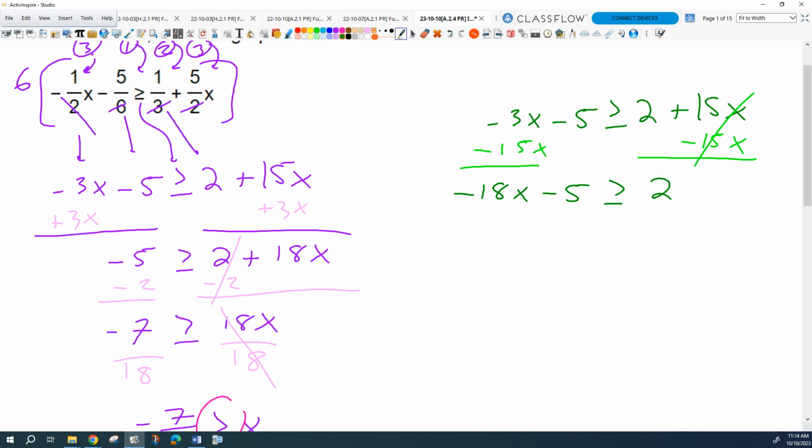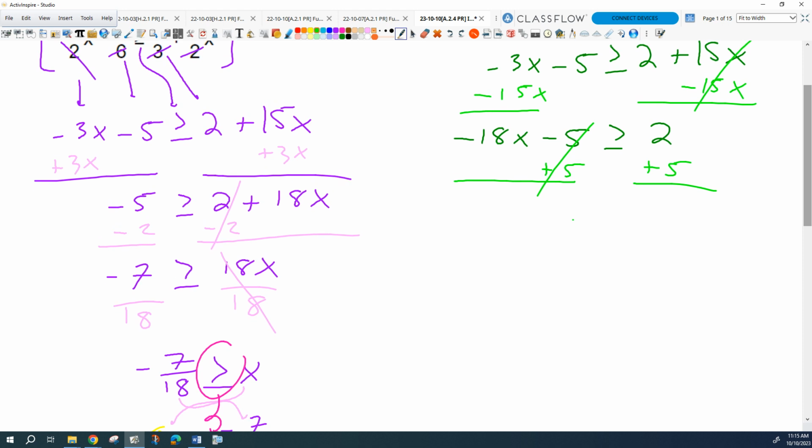What are the two steps in order, everybody, to isolate that x? Add 5 and then divide by negative 18. Okay, so we add 5. Those guys go away. We're left with negative 18x is greater than or equal to positive 7. You guys all told me divide both sides by negative 18. So those cancel.